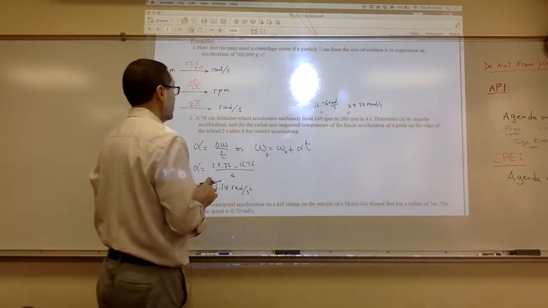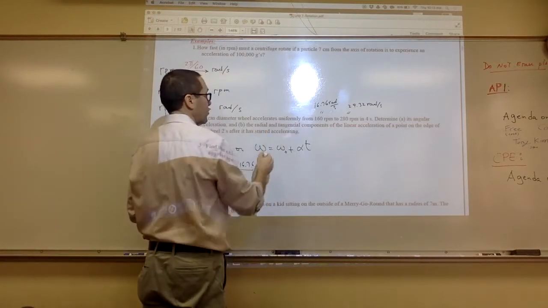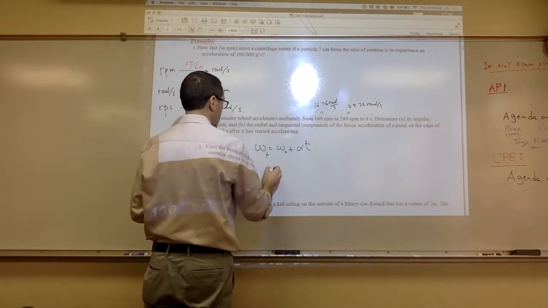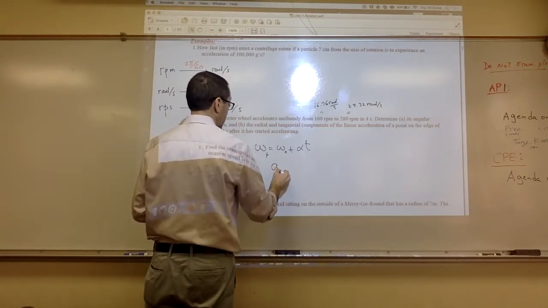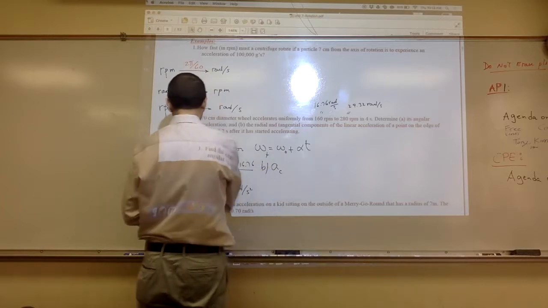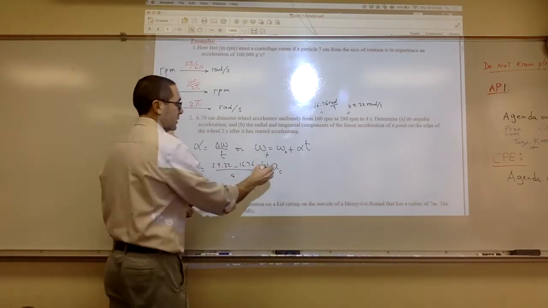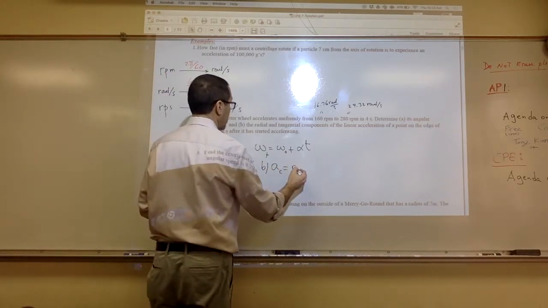Okay, the next one is to find the radial and tangential components of the linear acceleration. So I'm going to start with the radial, which is basically centripetal. So we're looking at part B here. Okay, I think that's just R.